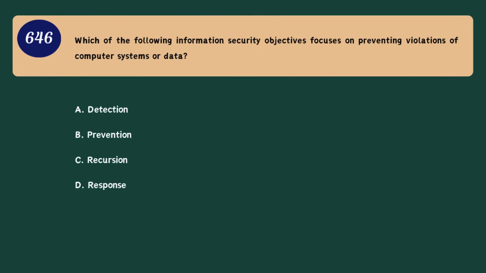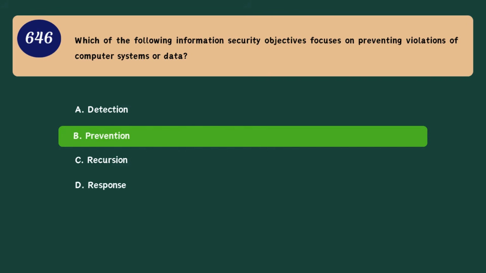Question 646. Which of the following information security objectives focuses on preventing violations of computer systems or data? A. Detection. B. Prevention. C. Recursion. D. Response.